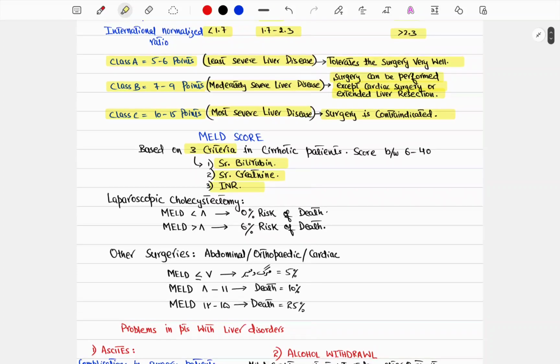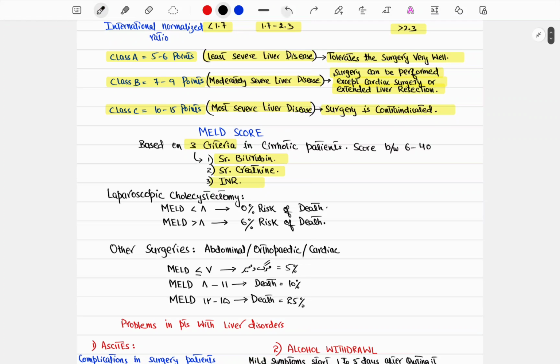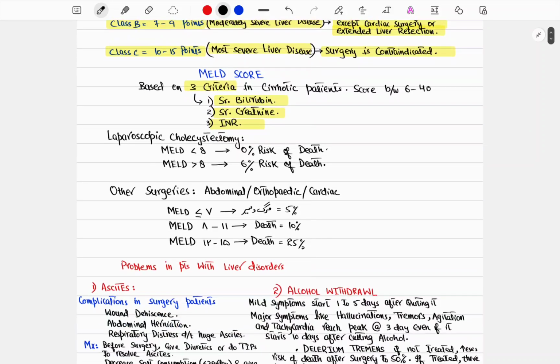So in laparoscopic cholecystectomy, if we have to perform it in patients with a MELD score less than 8, the patients have almost zero risk of death. But if the MELD score is more than 8, the patients have about 6% risk of death.